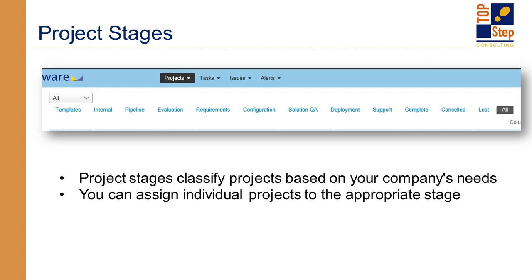Projects are currently displayed horizontally as sub-tabs under the Project tab. And when you click on one of the project stages, the projects in that stage are displayed below it. And at the end of the list is a stage named All. And when you click on the All link, it displays all of the projects regardless of the stage that they are in.